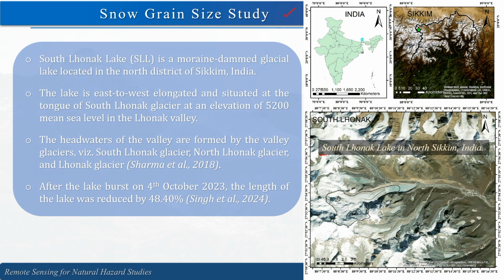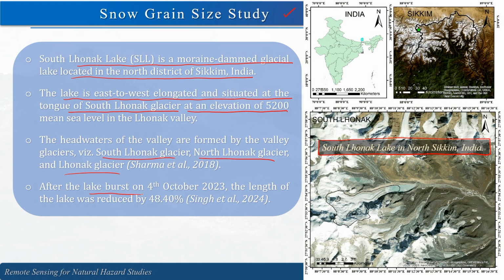So, this is our work, which is from South Lhonak Lake, and because of the GLOF event this particular area was studied. The South Lhonak Lake is a moraine dammed glacial lake located in the North District of Sikkim, India. The lake is east to west elongated and situated at the tongue of South Lhonak Glacier at an elevation of 5200 meters above mean sea level in the Lhonak Valley. So, the water which is coming to the South Lhonak glacial lake is from these glaciers.